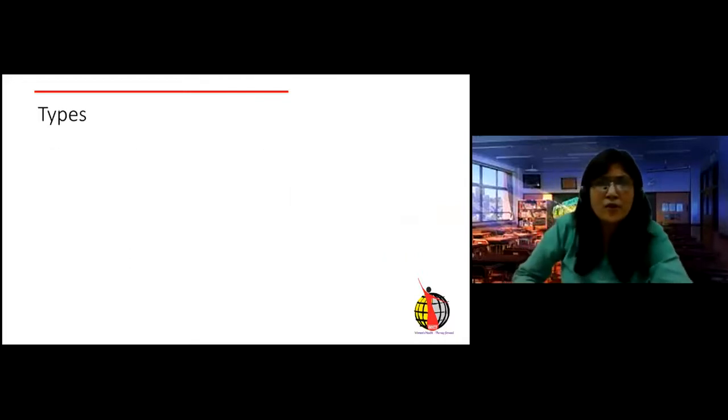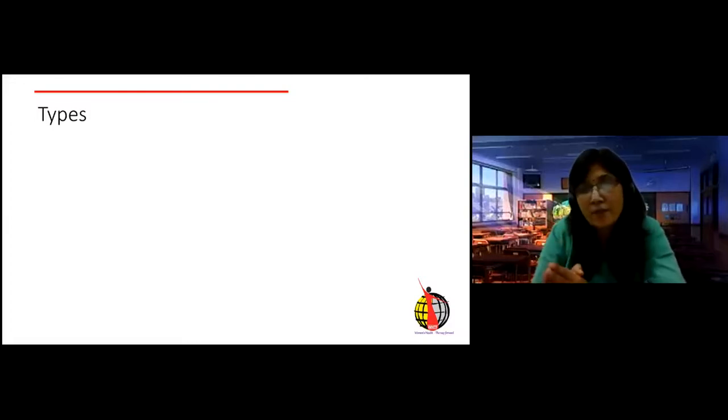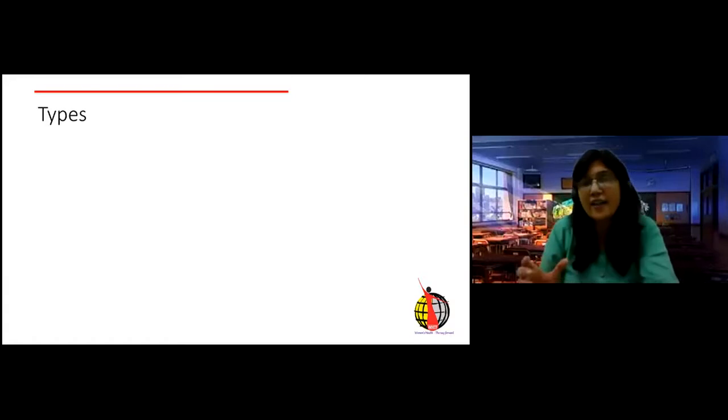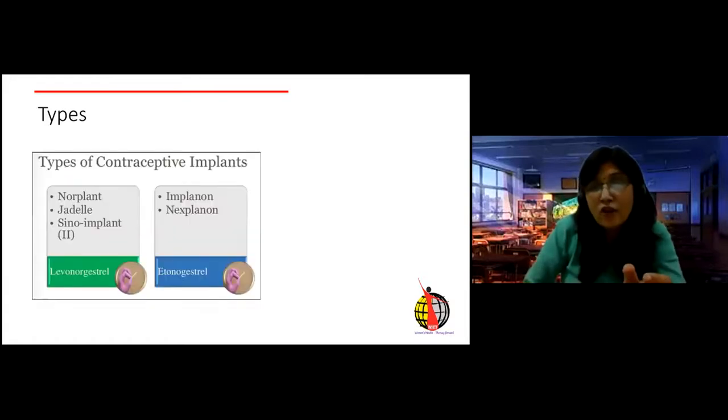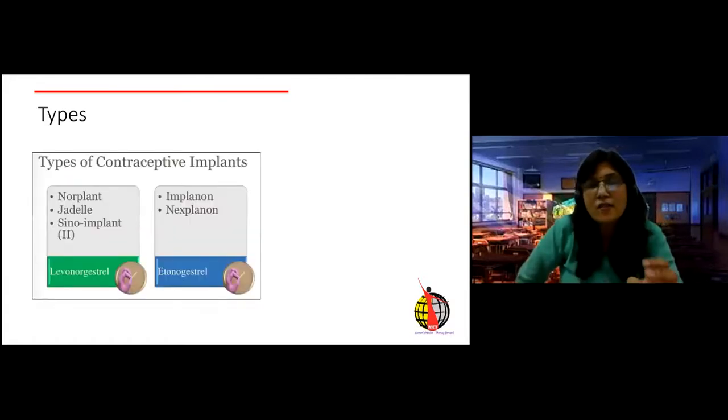Now if you are posed a question of what are the types of implants, they are divided on the content. So if you are talking of levonorgestrel, the answer is Norplant, Jadelle and Sino-implant. Sino, as the name suggests, comes from China. And etonogestrel, there are 2 varieties, Implanon and Nexplanon. These are the 2 types of the implants.